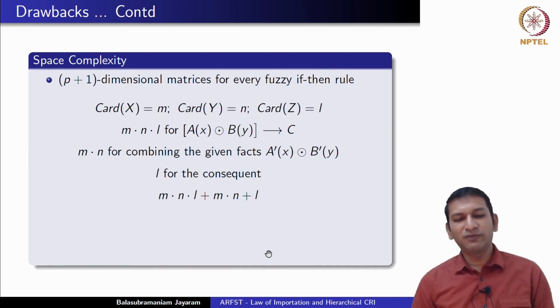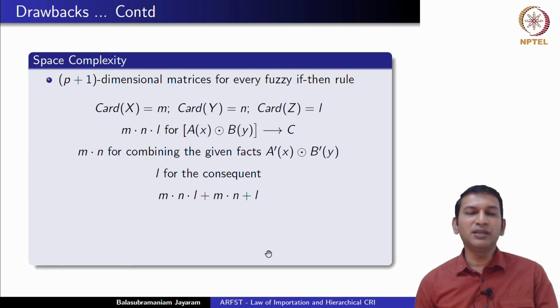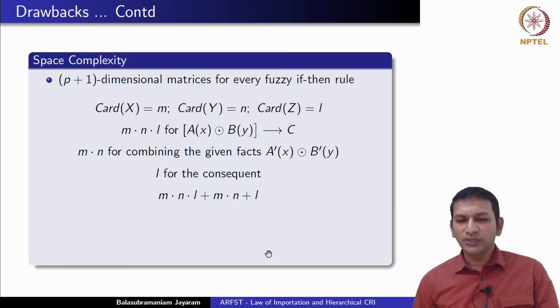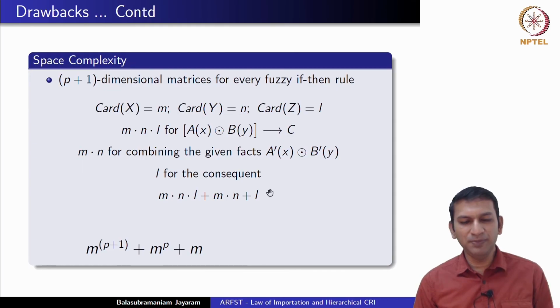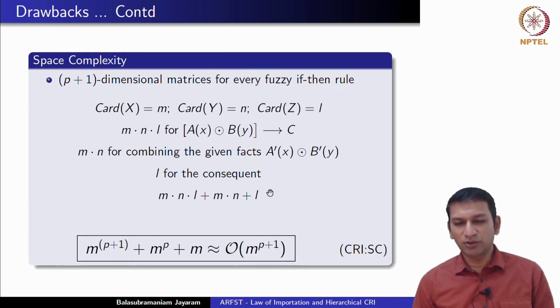So essentially we need this much to hold it: m and L to hold the relation, m n to obtain the inputs and then find the matrix, and L to store the consequent. So once again, assuming that these are all the same, that m is equal to n is equal to L, then this is for 2 input and 1 output, so this essentially becomes m power p plus 1, this m power p and m. So once again, taking the highest order quantity here, in general this is of order m power p plus 1.